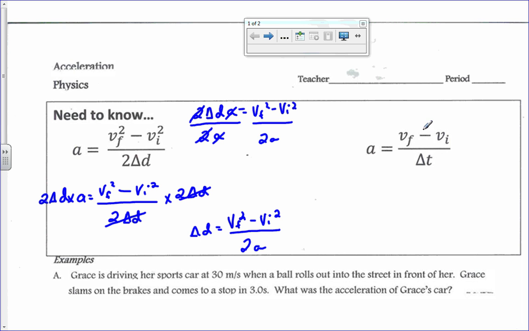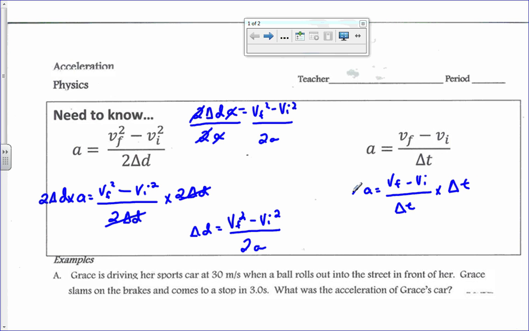Alrighty. On this formula, we're going to solve now for delta t, change in time. So the first thing I'm going to do is rewrite the formula. Acceleration is final velocity minus initial velocity over delta t. What is my first step? That's right, I got to multiply by delta t. I got to get it out of the denominator. I can't solve for something that's in the denominator. I need it up in the numerator. So I'm going to multiply by delta t here.